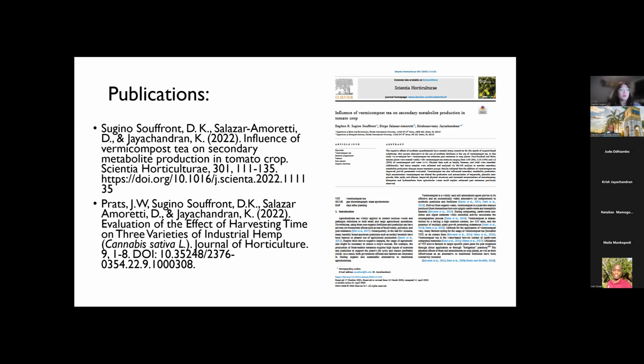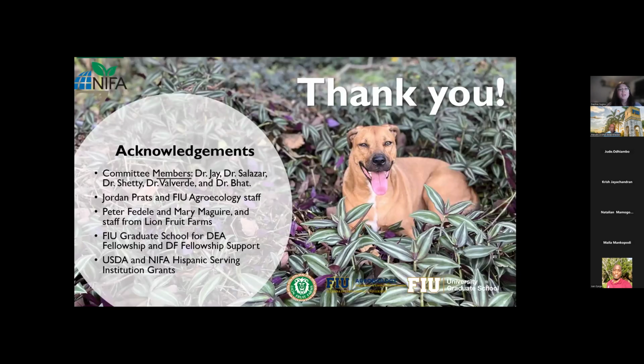That's why we're seeing differences in secondary metabolite production. And so before I finish my presentation, I just wanted to acknowledge my committee members, specifically my main advisor, Dr. J, whom I've been working with for a really long time, and also the rest of my committee members, Dr. Salazar, Dr. Shea, Dr. Valverde, and Dr. Bott. I would also like to thank the agroecology staff, specifically Jordan, who helped me do all of my experiments.